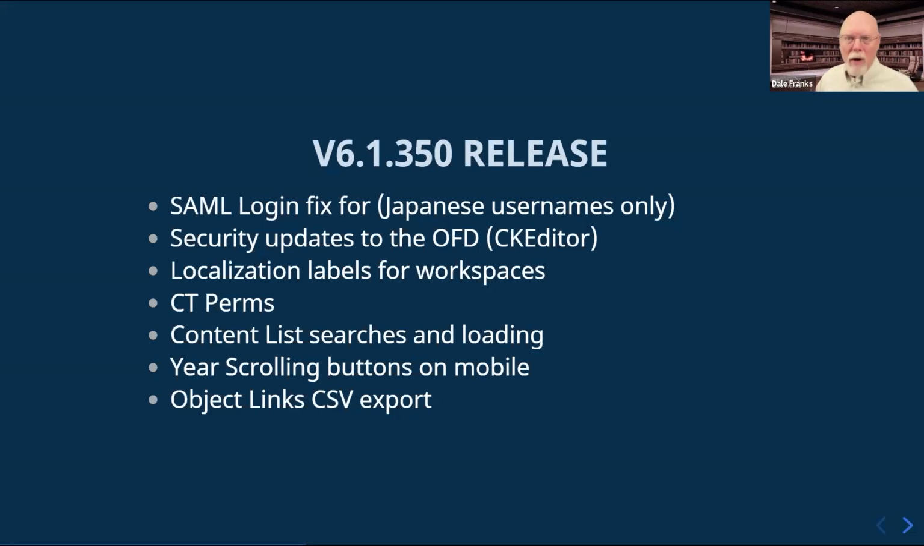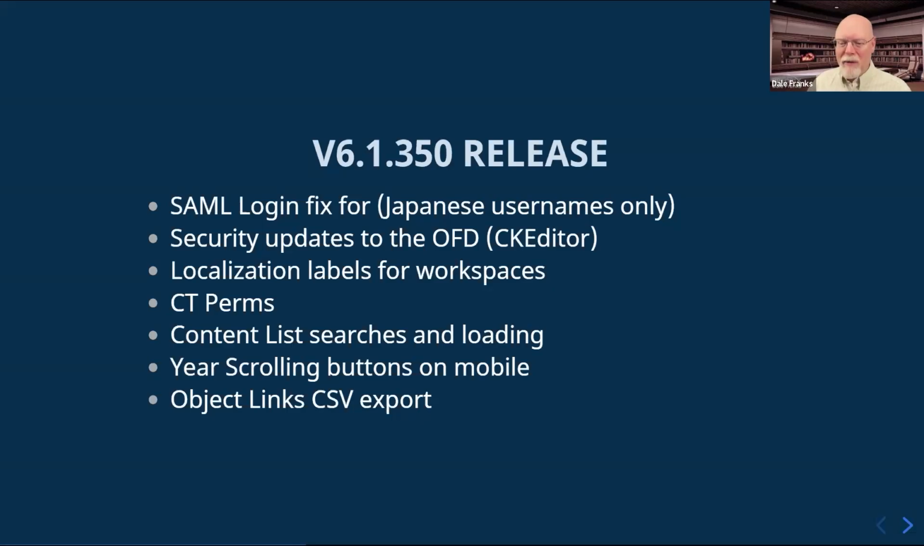very obvious thing, which is how come I cannot export the contents of the object links tab to show me all of the links to an object? How come I can't just export that to CSV? Very good question, for which we had no other answer than, yeah, we'll do that from now on.